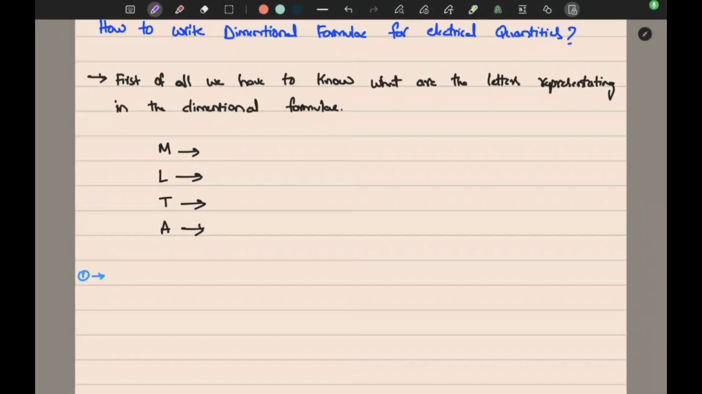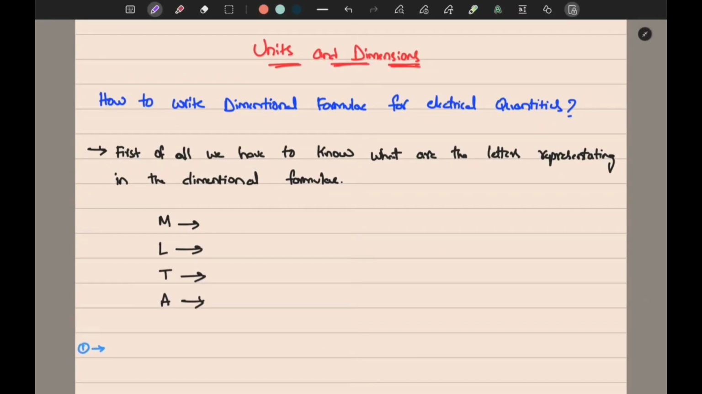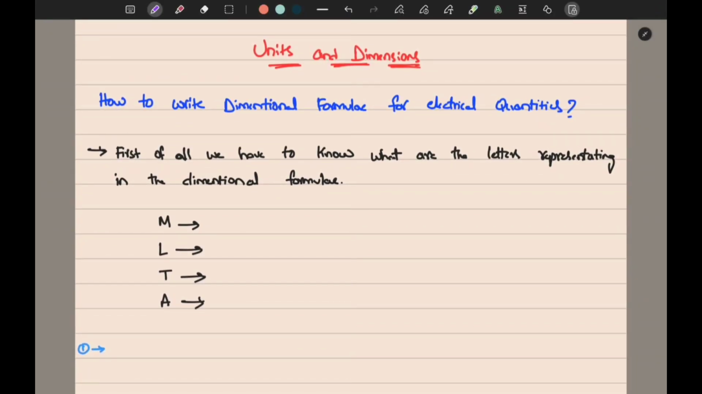Hello everyone, today we are going to study about the units and dimensions. How to write dimensional formula for electrical quantities. First of all, we have to know what the letters represent in a dimensional formula. The first letter M means mass, and L means length, and T means time, and A means current.